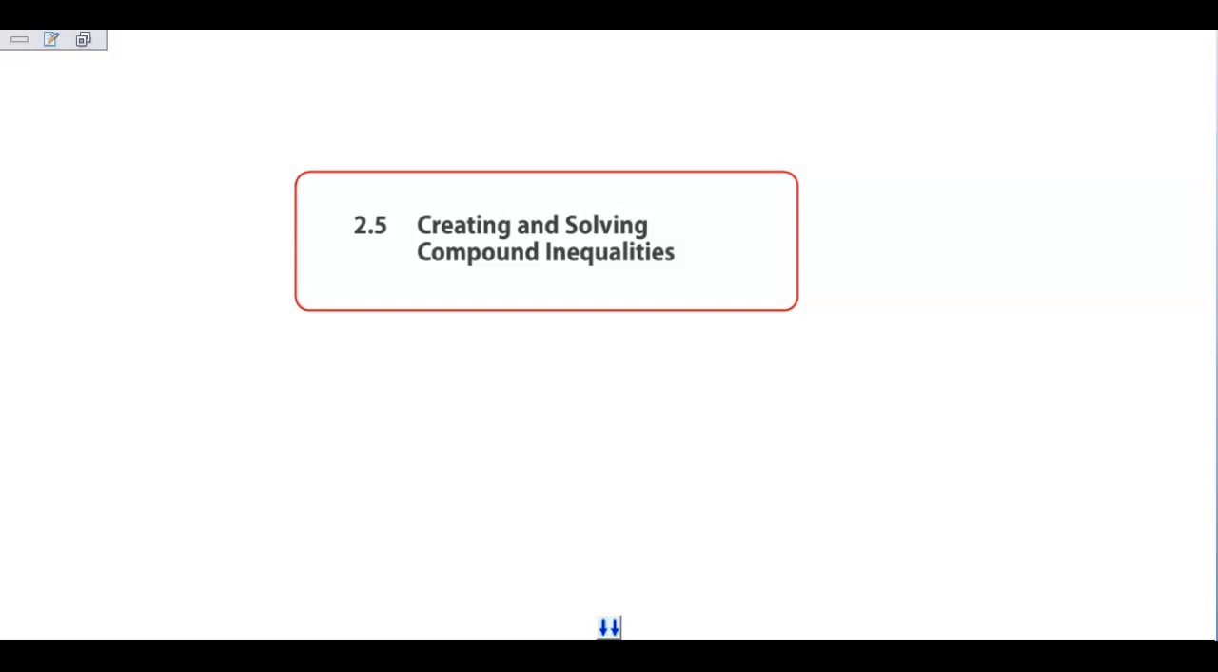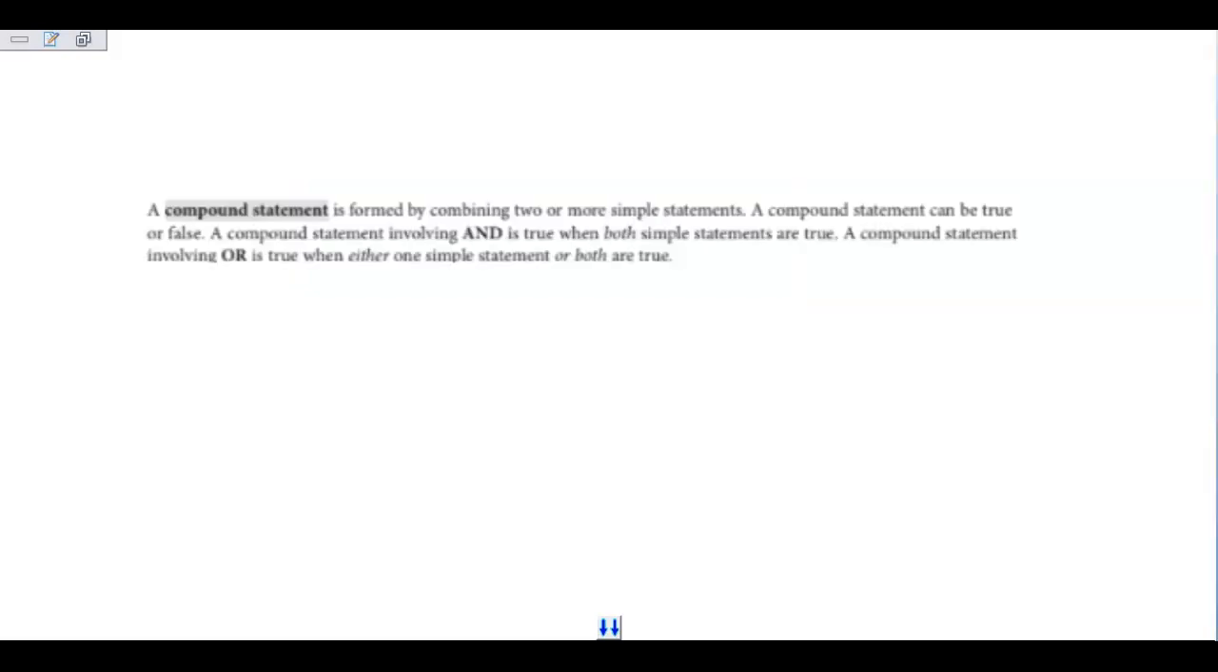Hello. Today we're working with creating and solving compound inequalities. The word compound means more than one. So a compound statement is formed by combining two or more simple statements. A compound statement can be true or false.